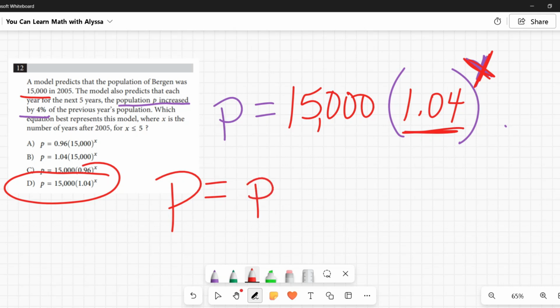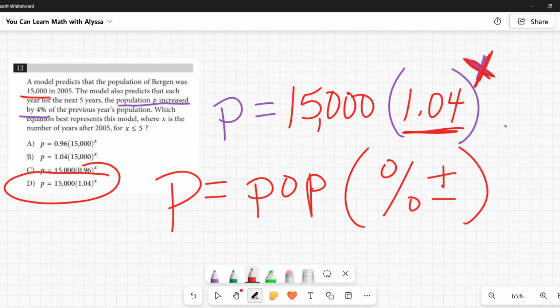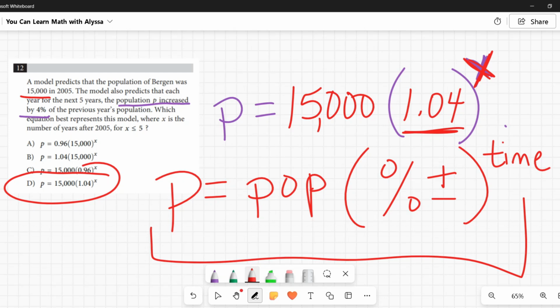So you start at the starting population. Inside here is the percent increase or decrease, and up here it's the time, months, years, however it's increasing. If it's increasing every year, it's increasing every month, however many units of time that you're increasing by. But this is very important to know. It shows up all the time. All right, on to the next one.